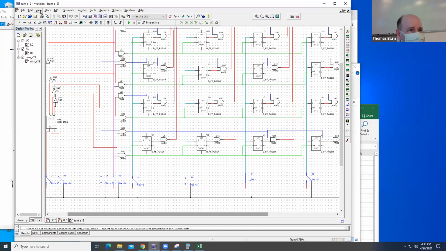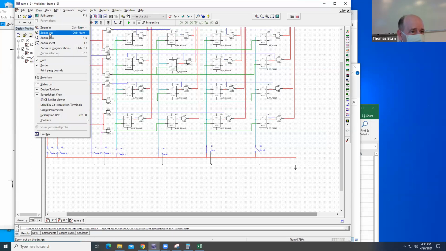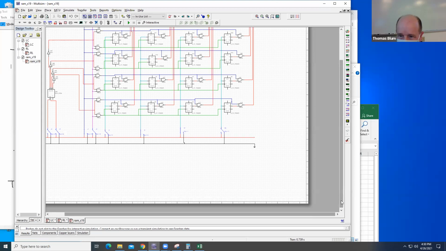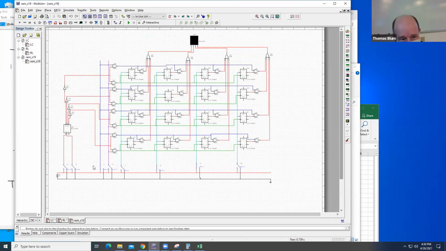I'm going to zoom out 2 steps. I zoomed in 2 steps. Now I'm going to zoom out 2 steps. Okay, so I can see more of it at once. Okay, so he said location 0, so I should be in location 0. And he said a 6, so I'm saying low, high, high, low.